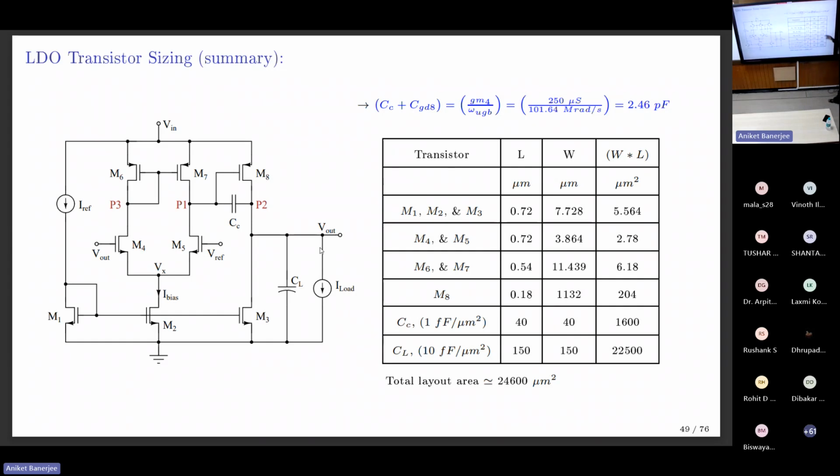This is the same as the previous case. This is different. This is the same as the previous case. This is the same as the previous case. CC, you have to find the value of CC to get a phase margin of 60 degrees. So this is the way to find the CC value. CL is given as 200 picofarad. So this is the summary of all the parameters given the specification change.